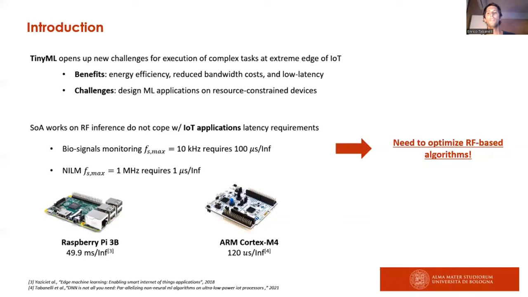Pushing RF inference toward the TinyML paradigm can bring several benefits. However, TinyML platforms are highly resource constrained, making ML application design challenging. For example, monitoring systems extract biosignals with sampling frequencies up to 10 kHz, thus requiring about 100 microseconds per inference. Instead, NILM demands 1 microsecond per inference since it leverages high frequency features up to 1 MHz. At the same time, state-of-the-art work on random forests at the edge does not cope with such latency requirements. They achieve, for example, 50 milliseconds per inference on the Raspberry Pi 3B and 120 microseconds per inference on the ARM Cortex-M4 architecture. Thus, there is a need to optimize RF-based algorithms to unleash their potential at the edge and leverage TinyML benefits.